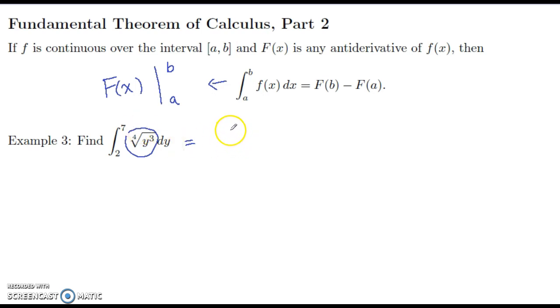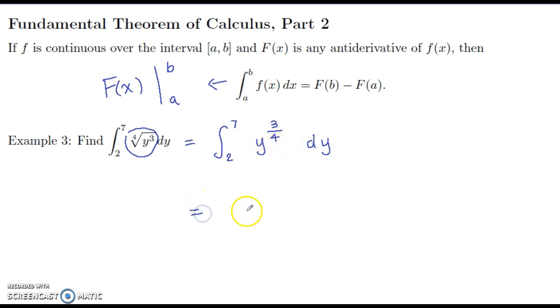So the first step is to write everything in power form. So it's from 2 to 7, y to the 3 over 4 power. Any root is a fraction, so the fourth root is 1/4. So 3 over 4 power dy. And then the next step is to find the antiderivative of y to the 3 over 4 power.